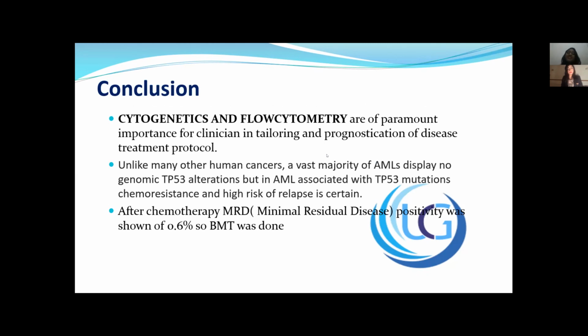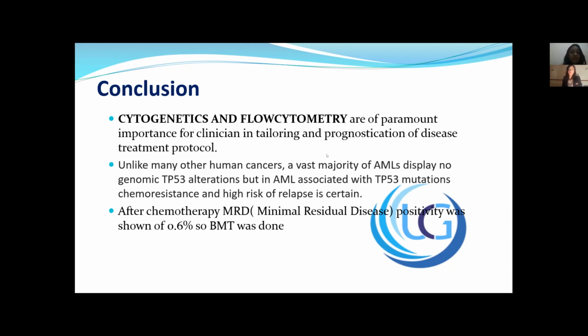Conclusion. Cytogenetics and flow cytometry are of paramount importance to the clinician in tailoring and prognostication of the disease treatment protocol. Unlike many other human cancers, a vast majority of acute myeloid leukemias display no genomic TP53 alterations, but in AML associated with TP53 mutations, chemo-resistance and high-risk relapse are certain.